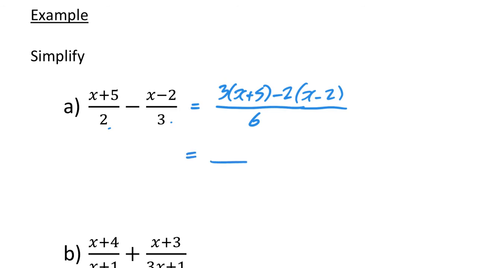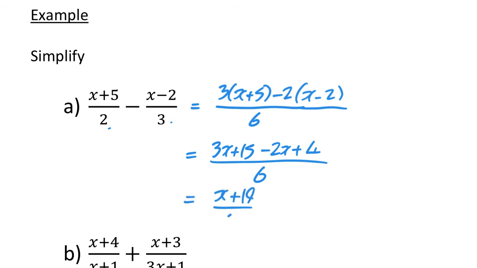So we're going to multiply out still all over 6. You're going to have 3x plus 15 minus 2x plus 4. And then we'll tidy up. We're going to have x plus 19 all over 6. And that is as good as we can go.